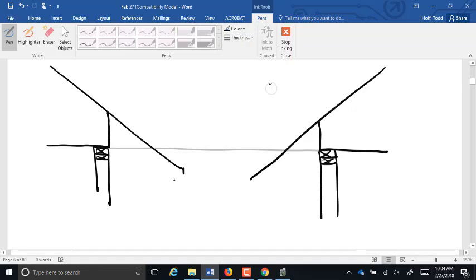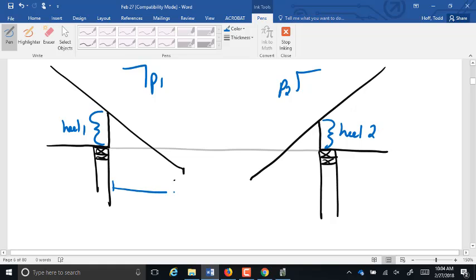So we have a couple of things here. We have the roof slope for each roof. The slopes are going to be different. We have the heel height for each. And then we have the overhang for each. Now, any of these things can be adjusted.